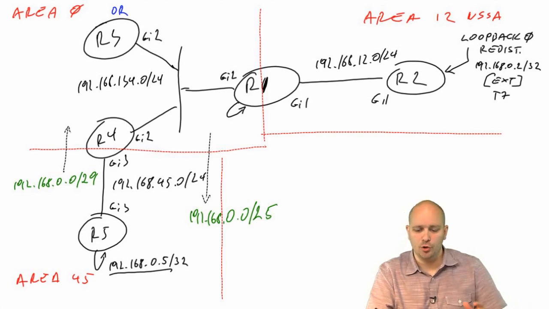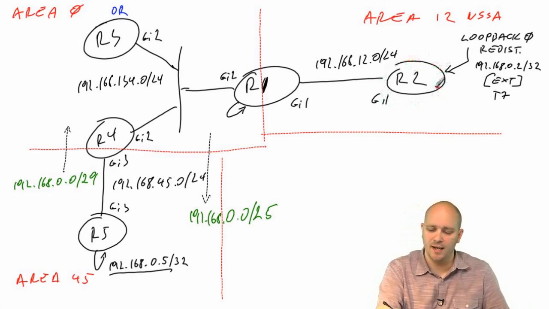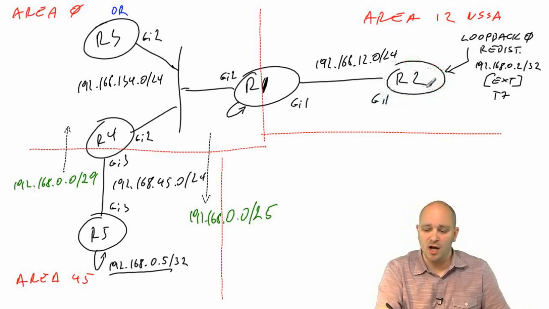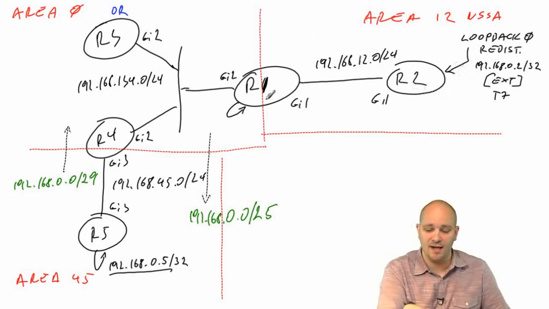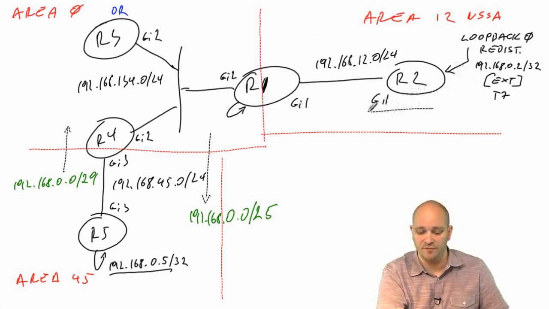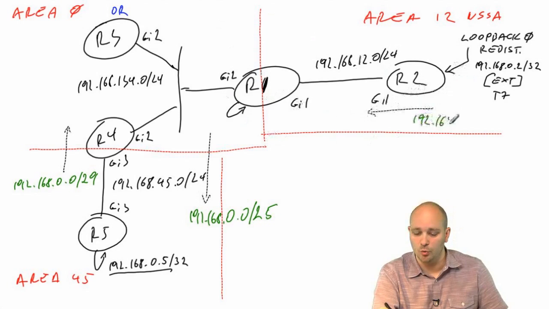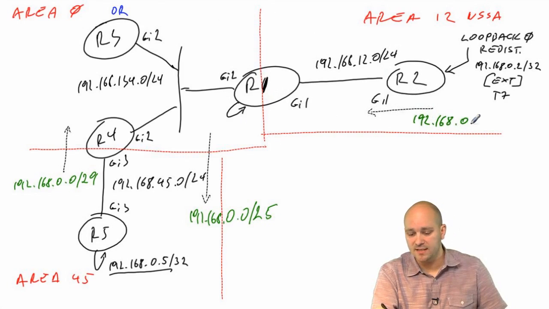To do that, I'm going to head over to my R2. And because R2 is injecting this prefix that I'm having a problem with, let's summarize this prefix on R2 as it is being injected here. Let's summarize it as 192.168.0.0/30.